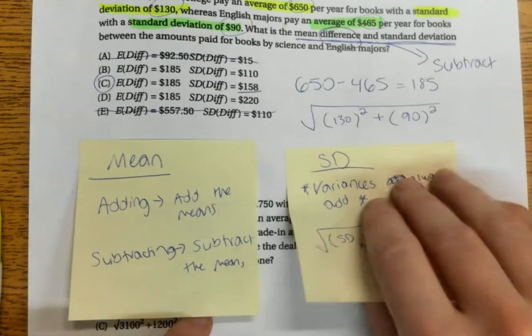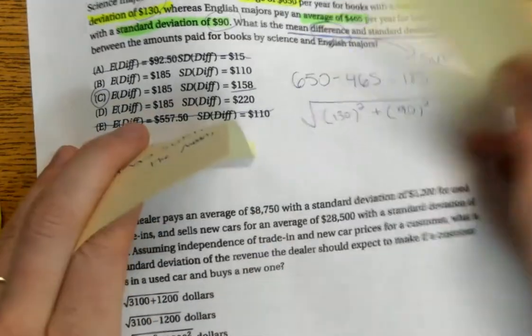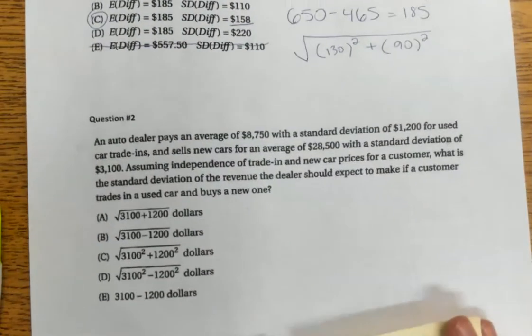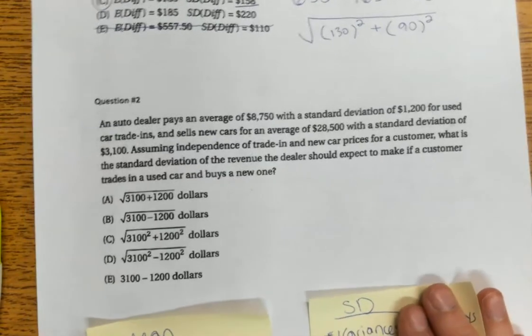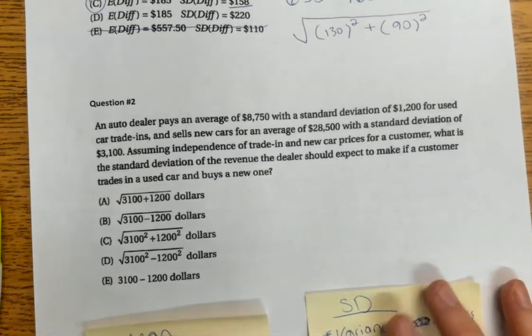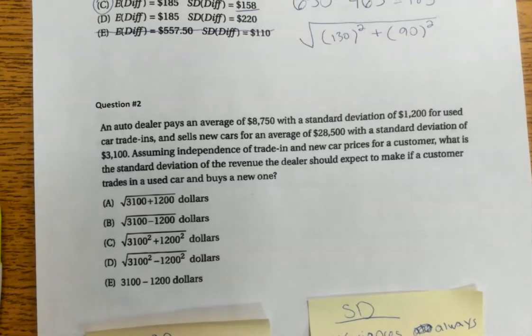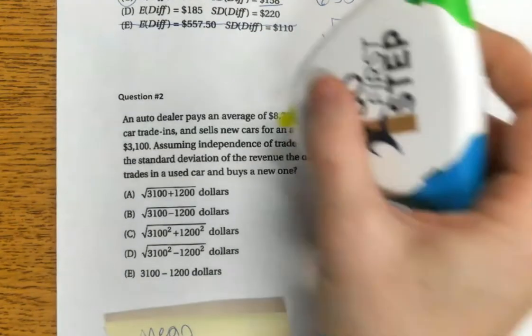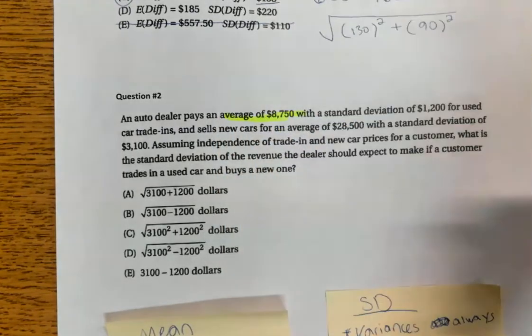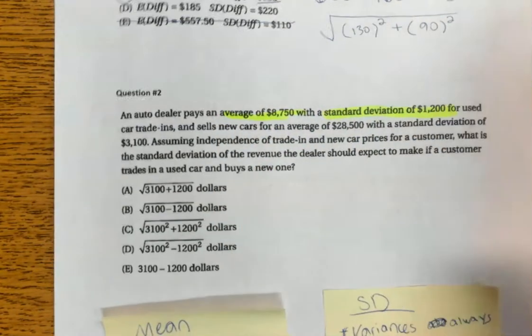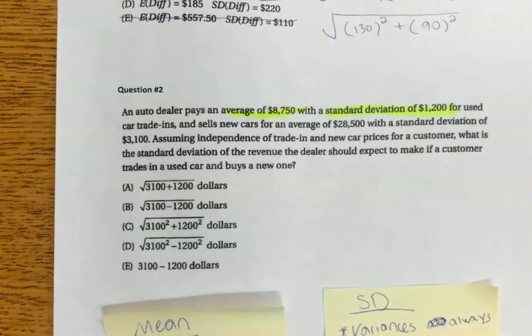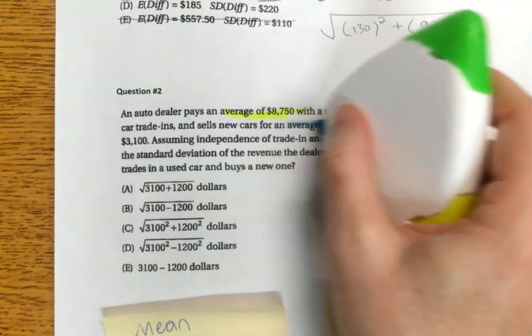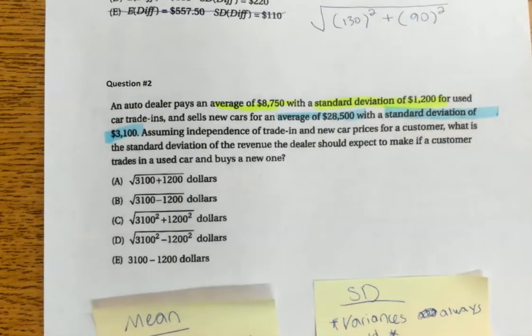I'm just going to keep using these rules throughout. Question number 2. An auto dealer pays an average of $8,750 with a standard deviation of $1,200 for used car trade-ins. And sells new cars with an average of 250,000 and a standard deviation of 3,100.